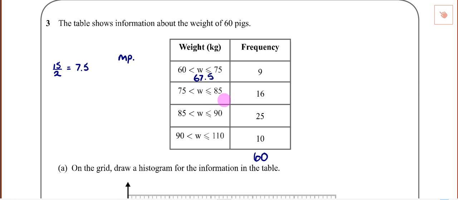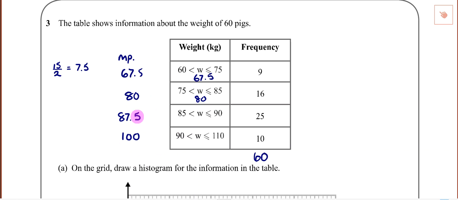The difference of this group is 10. 10 divided by 2 is 5. So add 5 on, I've got 80. So the midpoint is 67.5. This one is 80, so half is 5, 2.5, add on 2.5, it's 87.5. This group is 20 big. So 20 divided by 2 is 10, add 10 on to the 90, you get 100. So the midpoint of all the groups is 100.